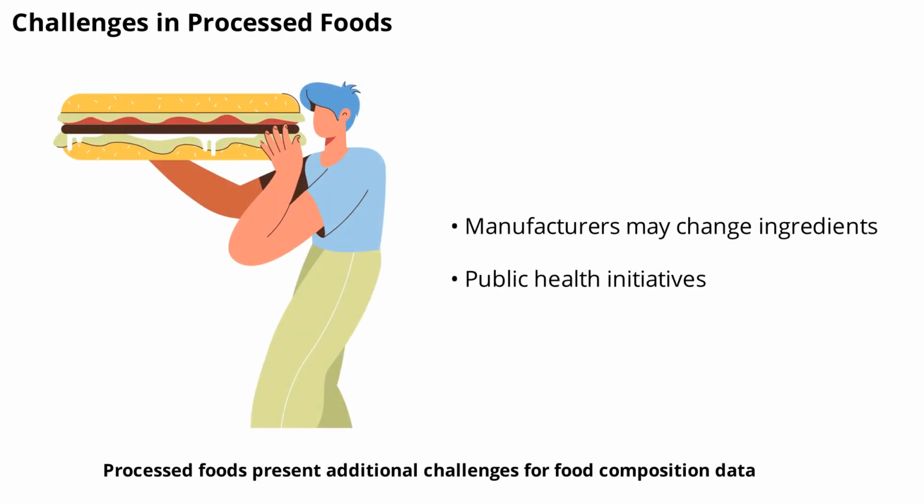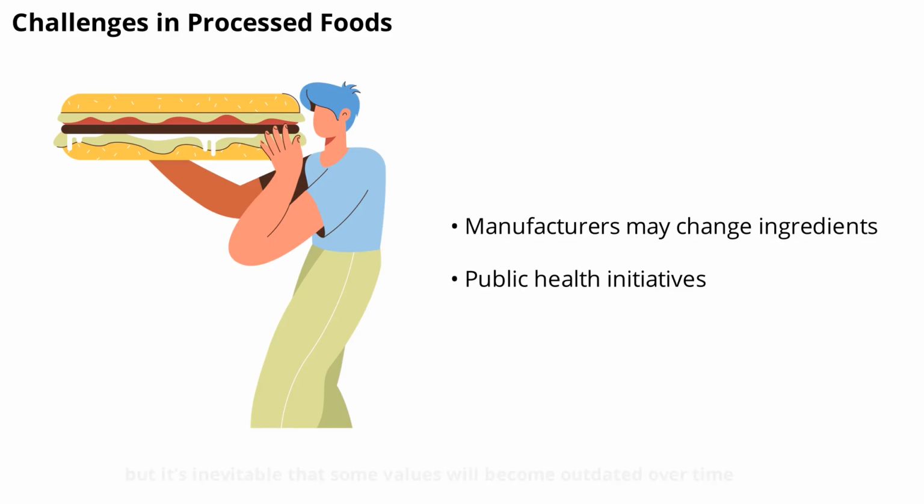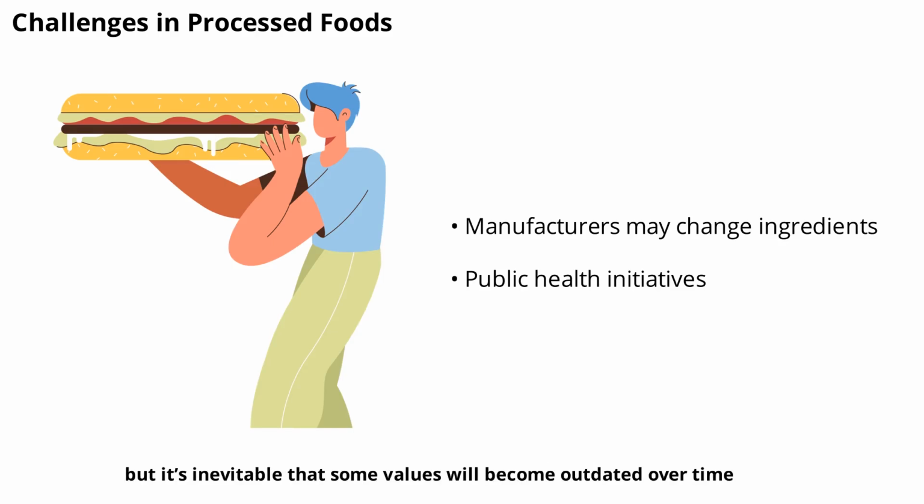Processed foods present additional challenges for food composition data. Manufacturers may change ingredients or processing techniques, leading to differences in nutrient content. Public health initiatives often drive changes, such as reducing salt or fat. Databases must be updated regularly to reflect these changes, but it's inevitable that some values will become outdated over time.